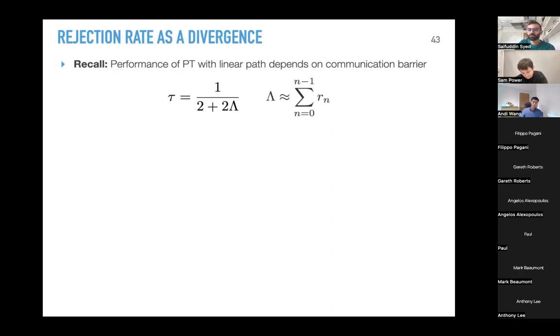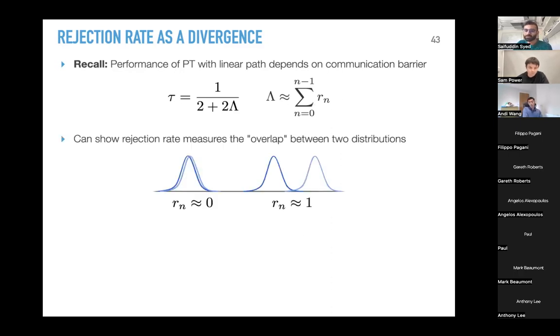So one way to interpret it again is, recall it's approximately equal to the sum of the rejection rates. So let's ask ourselves what these rejection rates are. The rejection rates act as a divergence, where they measure the overlap between successive distributions. So when the rejection rates are small, you can say that the overlap is quite large. And when the rejection rates are closer to 1, you can say the overlap is quite small.